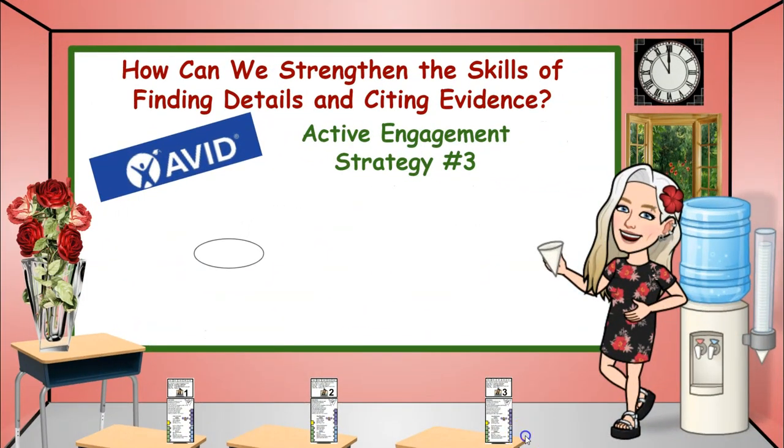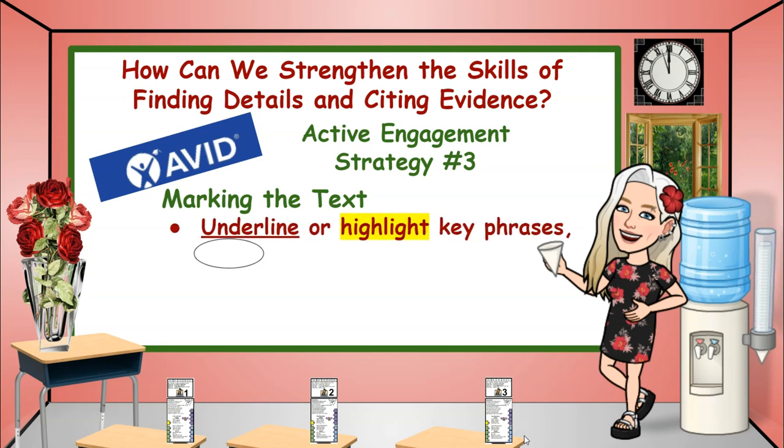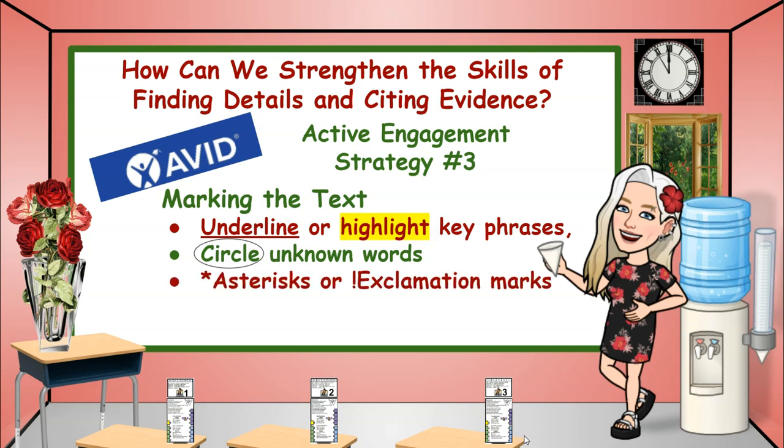The third active AVID engagement strategy is marking the text. This strategy involves students physically marking the text to identify important information. They might underline or highlight key phrases, circle unknown words for later clarification, and use symbols like asterisks or exclamation marks to denote particularly important passages.